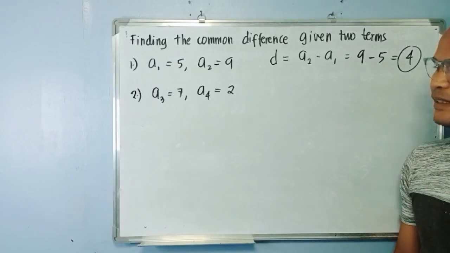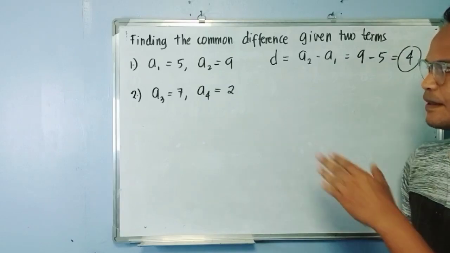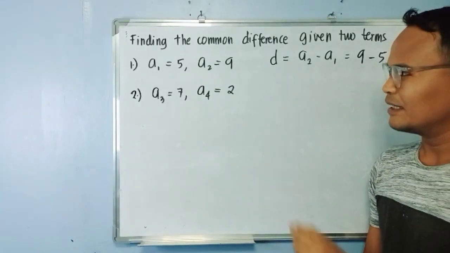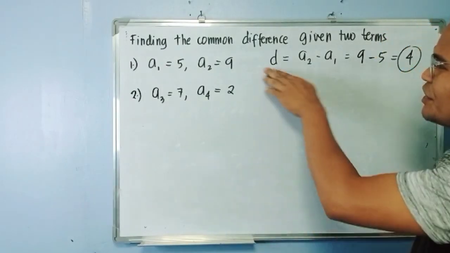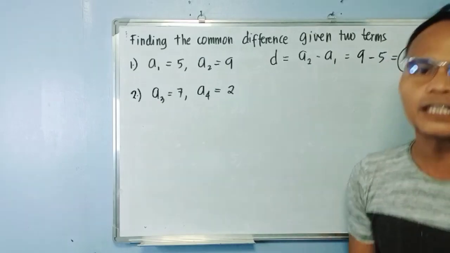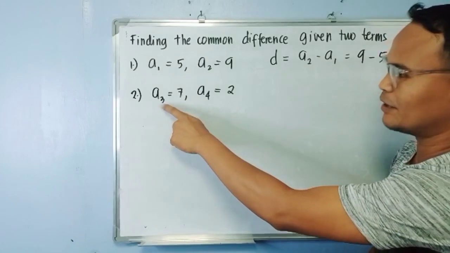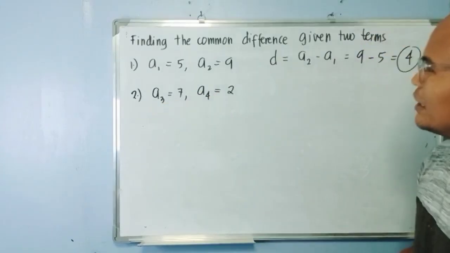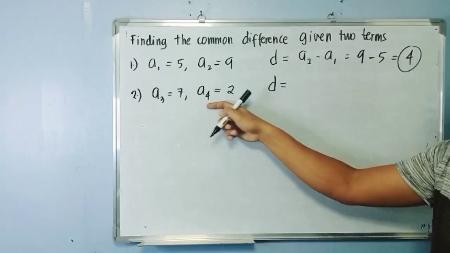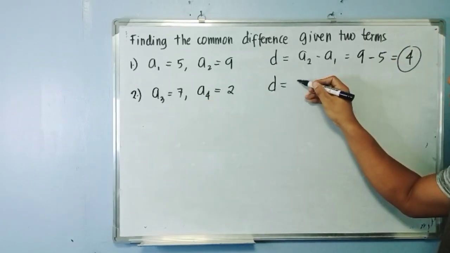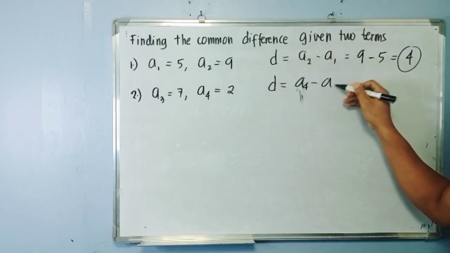Example number 2. Third term is 7 and the fourth term is 2. Are they consecutive? Yes, nagsunod sila. As I said, it is easy to find the common difference if the 2 terms are consecutive terms. When we say consecutive, like nagsunod, third and fourth. So it is easy to find the common difference. Just subtract the 2. But write first the last term or the second term. You have A sub 4 minus A sub 3.